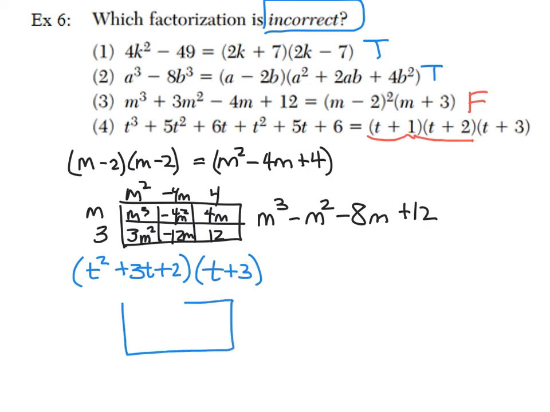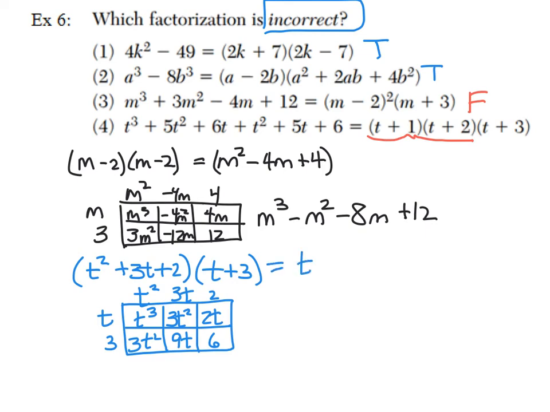I'm again going to set up my box to multiply a trinomial times a binomial. So t squared, 3t, and 2, t plus 3. I'm getting t cubed, 3t squared, 2t, 3t squared, 9t, and 6. So that whole product is t cubed plus 6t squared plus 11t plus 6.